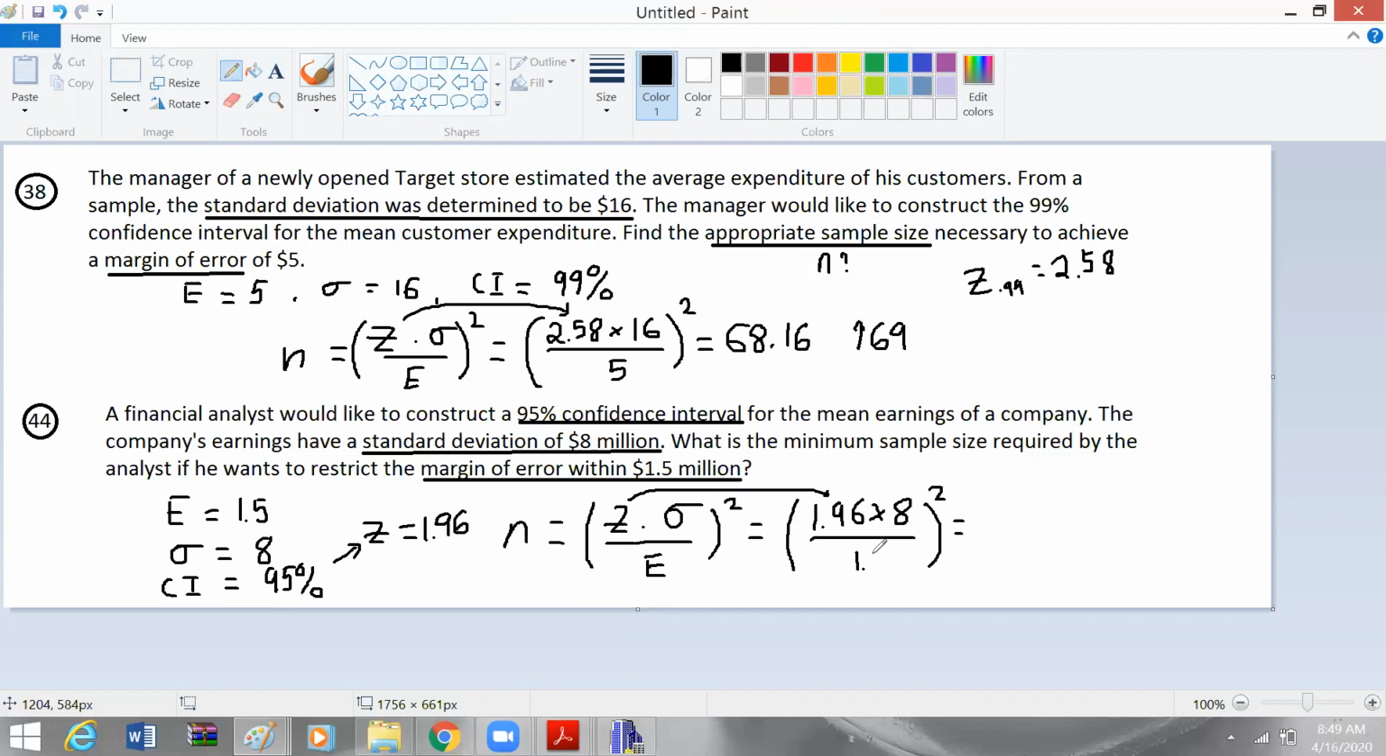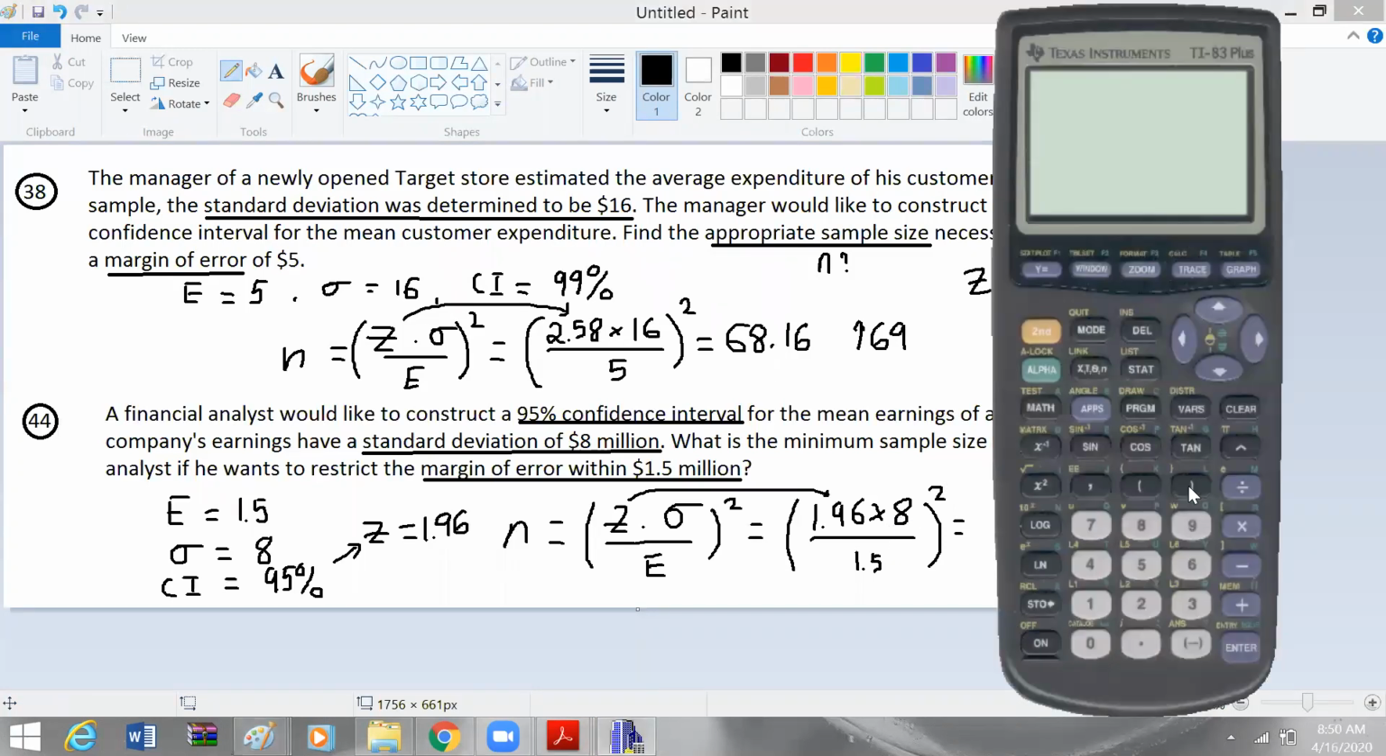So this is how many samples we collect for that part. I'm going to use the calculator for that. We open the parentheses, take 1.96, multiply by 8, and then divide by 1.5. We close the parentheses and square it, and then we get the answer. So that would be 109.27.